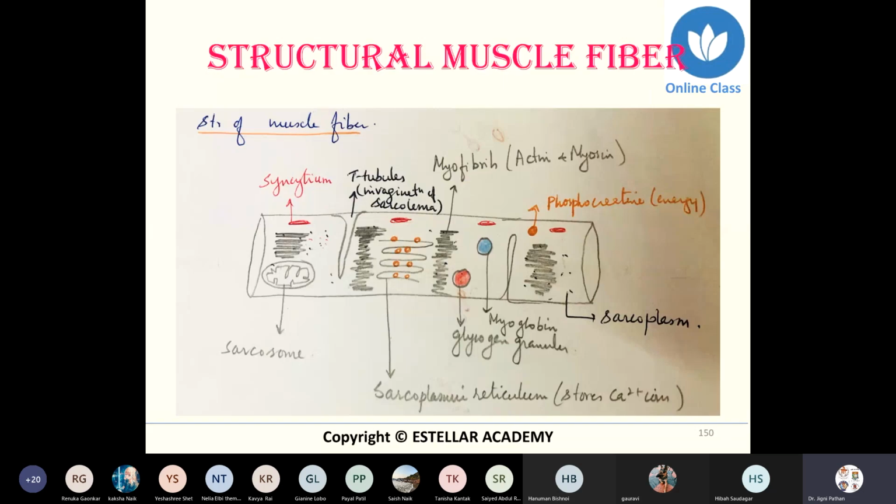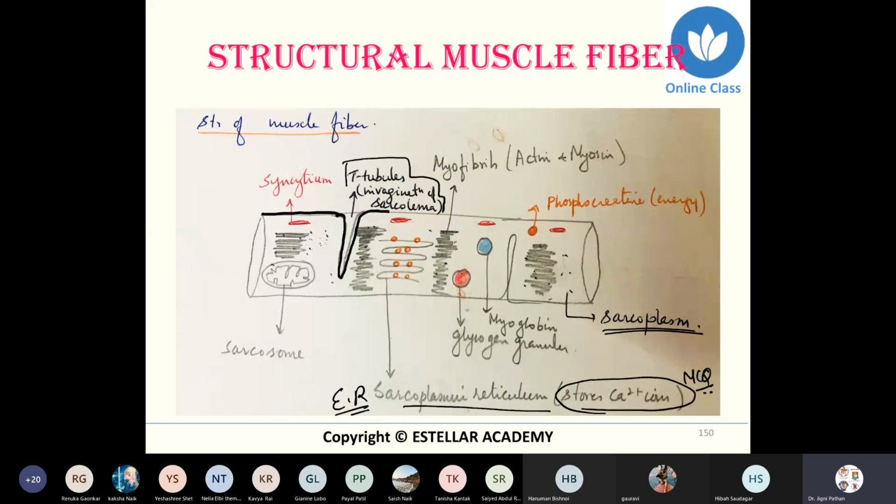Next we need to discuss the structure of muscle fibers. The outer layer is called sarcolemma. The cytoplasm is called sarcoplasm. ER is present. The endoplasmic reticulum of muscle is called sarcoplasmic reticulum, which stores calcium ions. Very, very important MCQ: which ions do they store? Calcium ions.